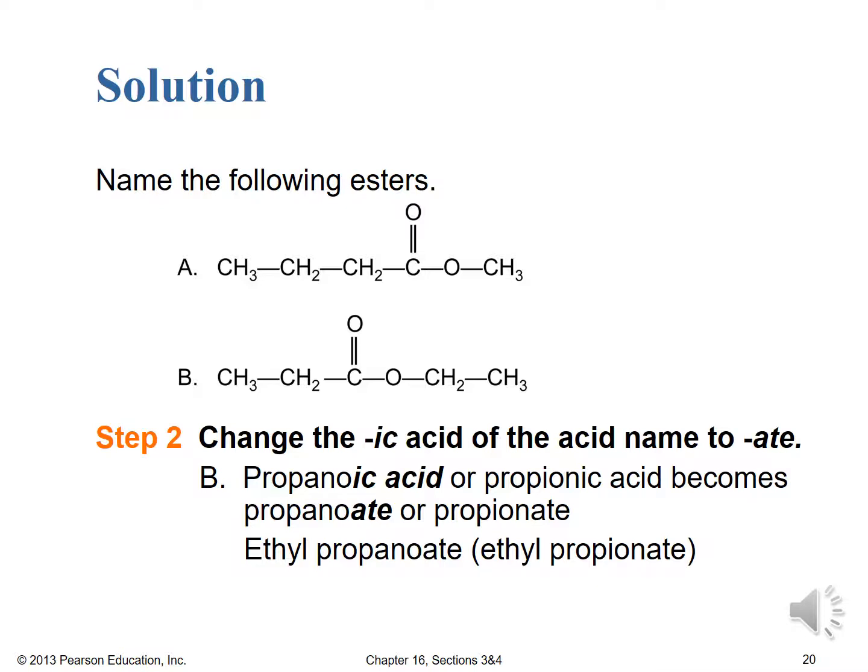So there we have it. Hopefully those two were relatively straightforward and simple, at least to get the IUPAC name. And if that's not the case, guess what? We've got another learning check to end this lecture.